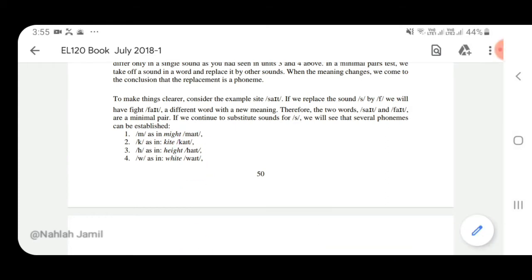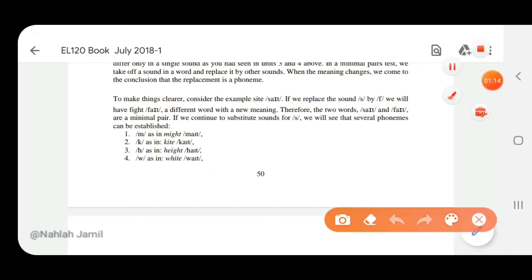Now you see the examples given here are might, kite, height, and white. We're not concerned with how many letters each has. Might has 5, kite has 4, height has 6. It doesn't matter to us. What matters is how many sounds there are in the phonetic transcription. So for them to be minimal pairs, they should have the same number of sounds. It is 4 in might, 4 in kite, 4 in height, 4 in white. So it follows the first rule: the same number of sounds in the phonetic transcription.